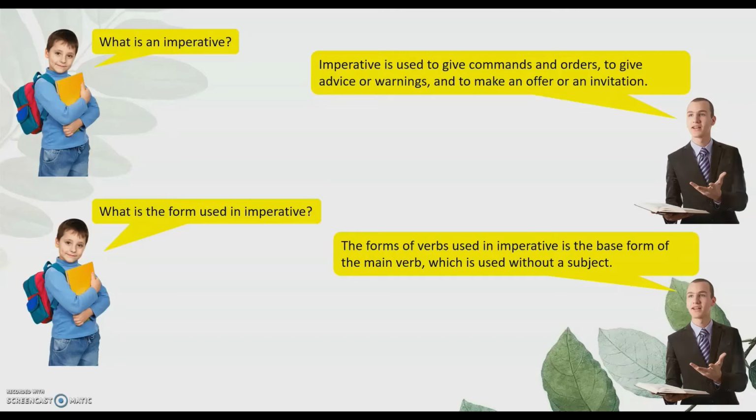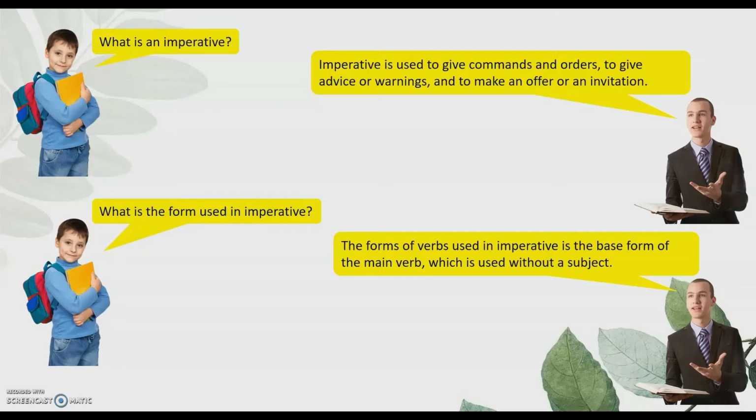Eat is in the base form. Eat, makan, is in base form. Eat is the main verb. It is in the base form. Don't change anything in eat. Don't change anything. In the sentence, there is no subject. There is no subject before the verb.